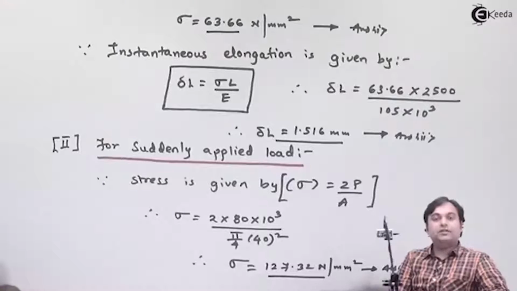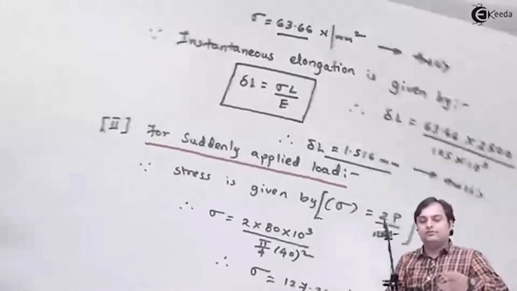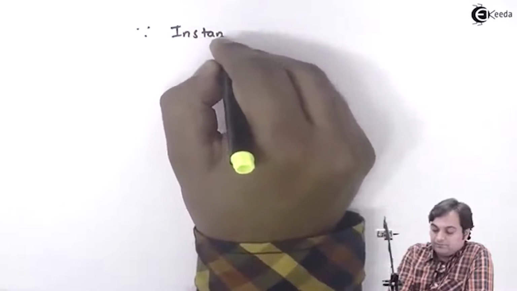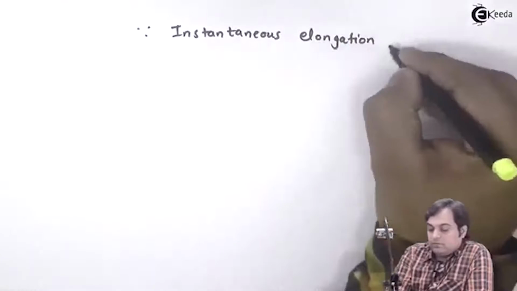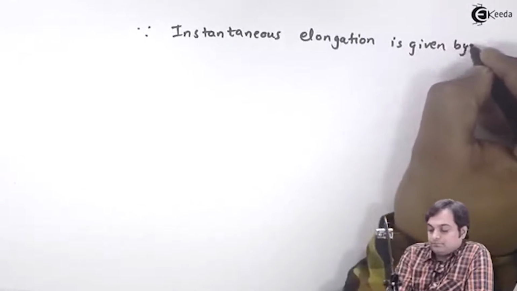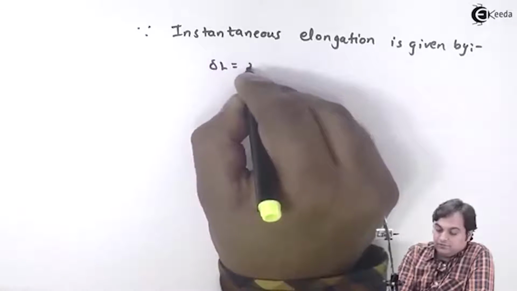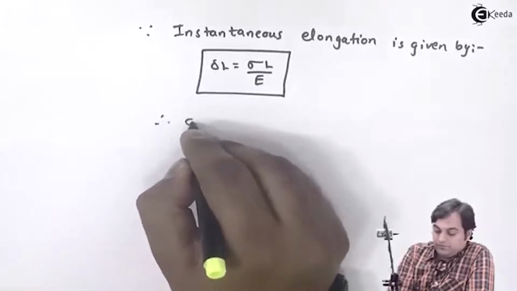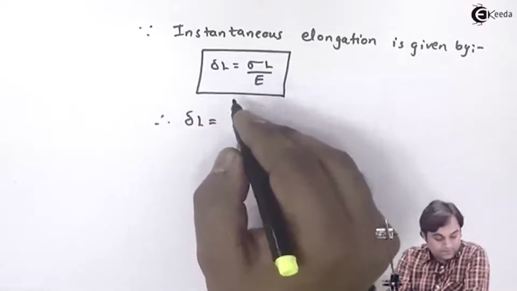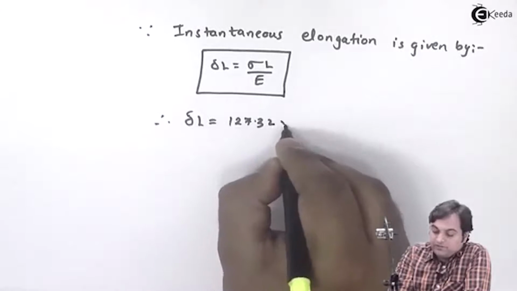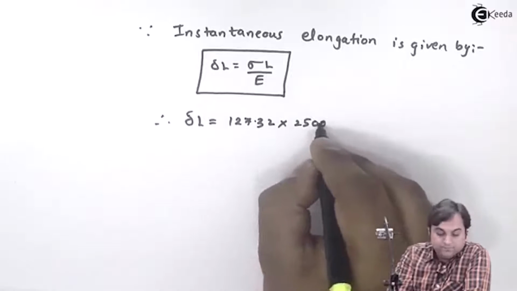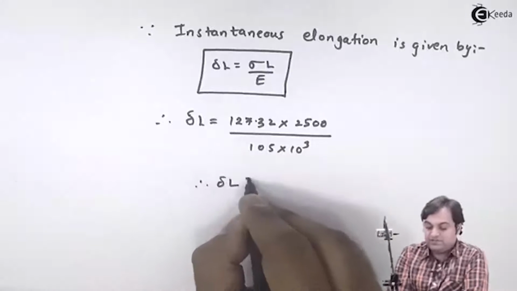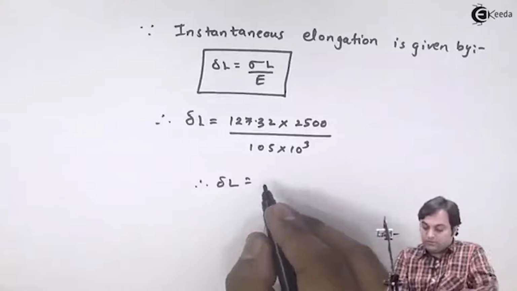Now, after getting stress for suddenly applied load, we would be calculating instantaneous elongation or deflection. Instantaneous elongation is given by delta L is equal to stress into L upon Young's modulus. So delta L is equal to stress 127.32 for suddenly applied load, length is 2500, Young's modulus 105 into 10 raised to 3. So the deflection answer which I have is 3.03 mm.